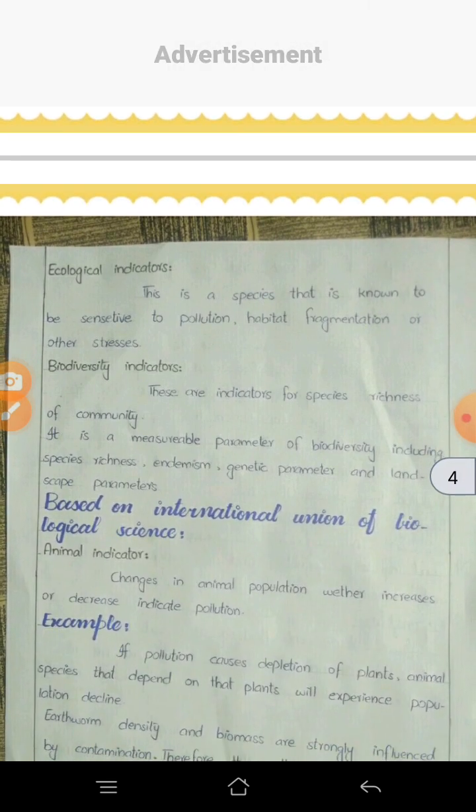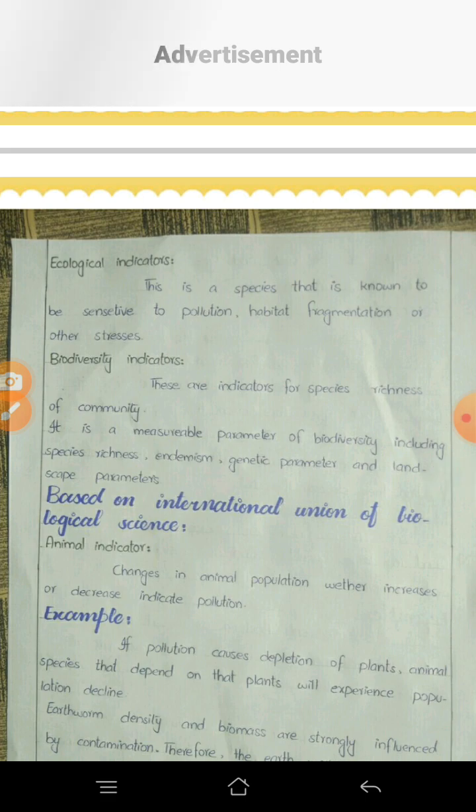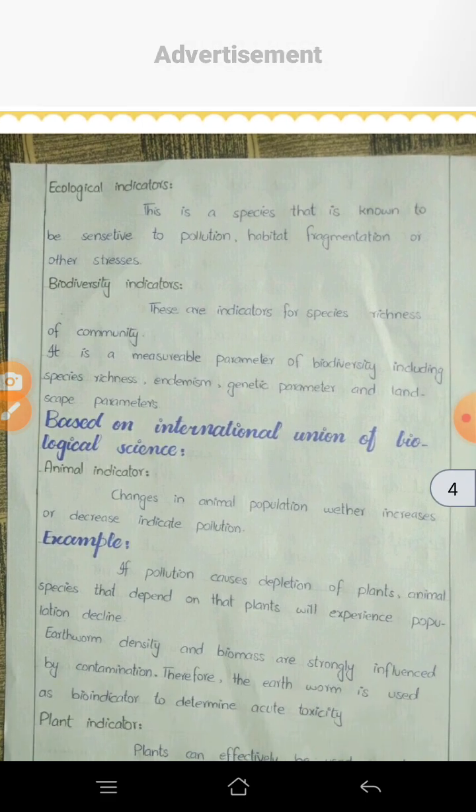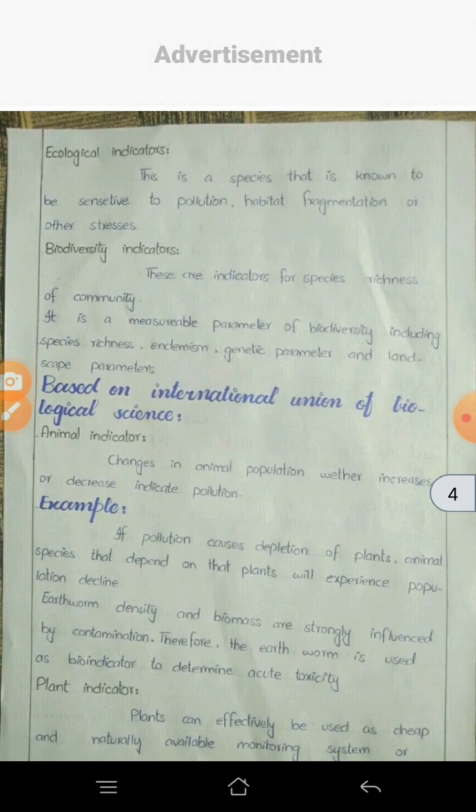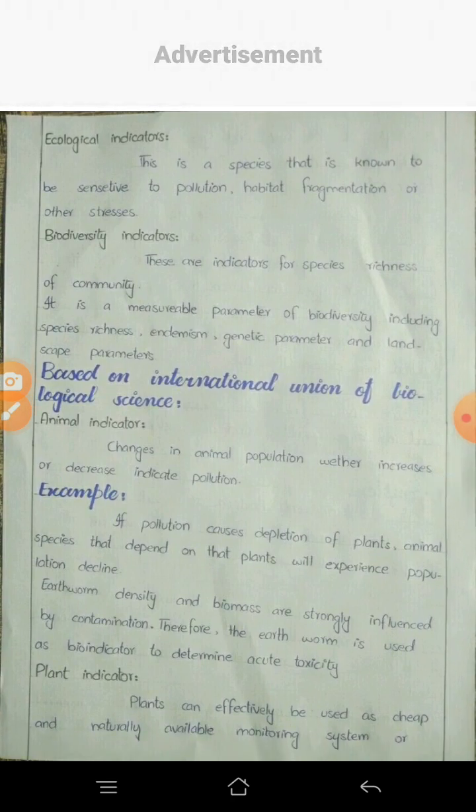This is a species that is known to be sensitive to pollution, habitat fragmentation or other stress. Biodiversity indicators: these indicators show the species richness of a community. It is a measurable parameter of biodiversity including species richness, genetic parameters and landscape parameters. Now we discuss those based on the International Union of Biological Science.